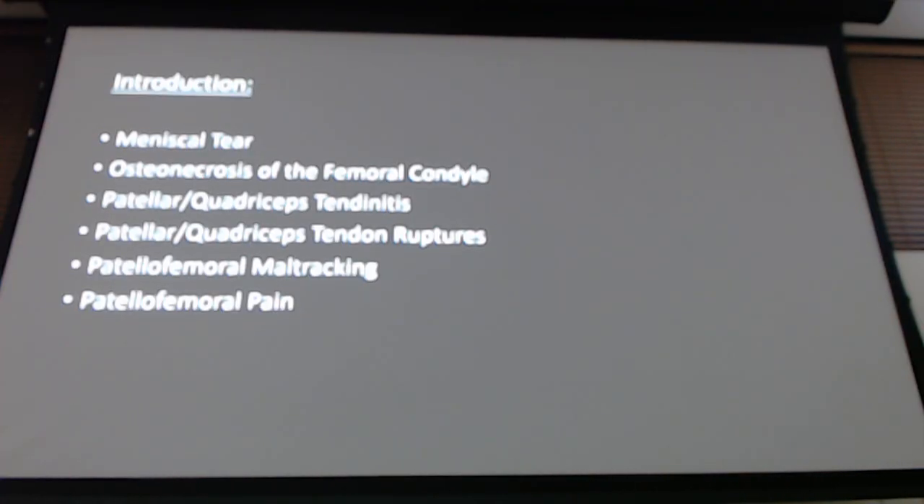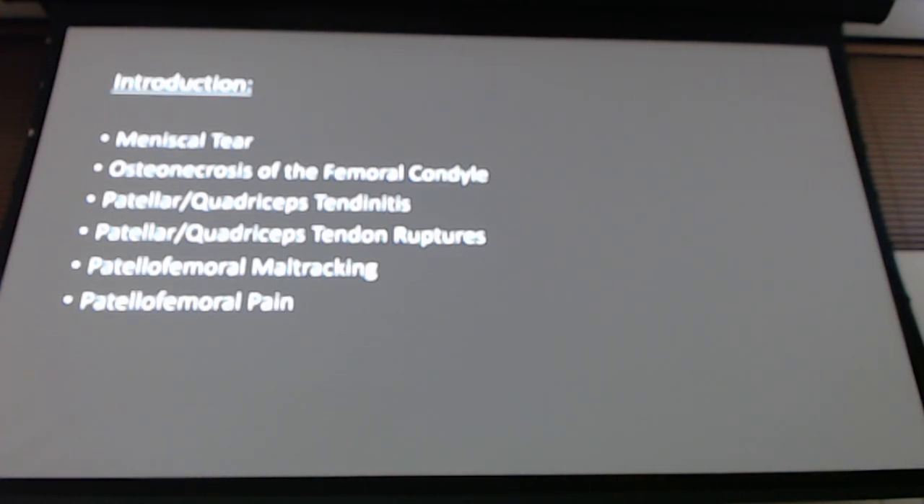Osteonecrosis of the femoral condyle, patellar quadriceps tendonitis. Notice that it says tendonitis, and then below it says ruptures, right? So that's a spectrum. So let's make sure when we get into this that we understand what end of the spectrum we're on. Is it tendonitis or is it a rupture?